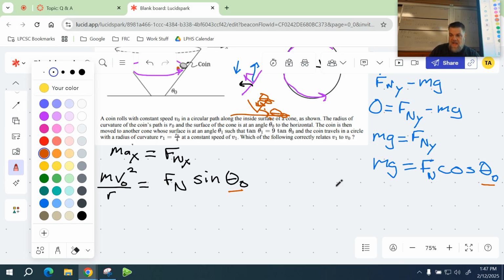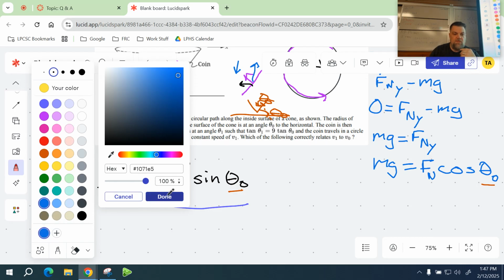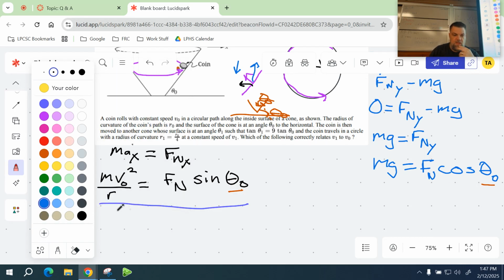Well, I can combine these two equations, right? How do I do that? Well, I can take this whole equation and divide it by this equation. I'm going to say mg equals the normal force times cosine.